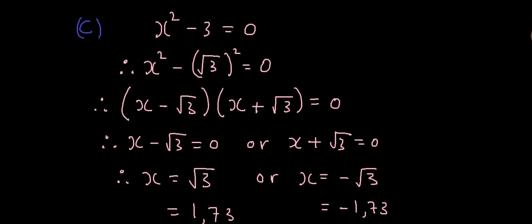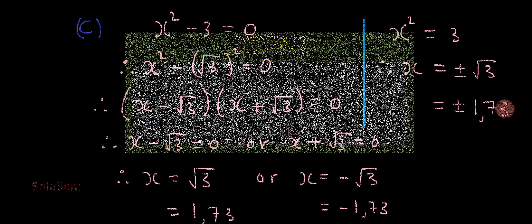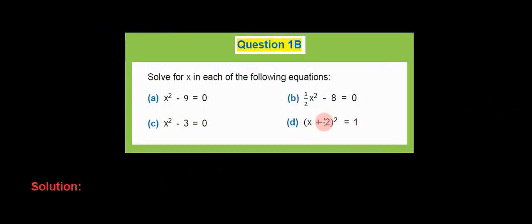Then, just looking at the alternative way of doing this, we could have taken the negative 3 to the right-hand side. So x squared is equal to positive 3. Now we can find the square root on the right-hand side. So x is plus or minus the square root of 3, which is plus or minus 1.73.